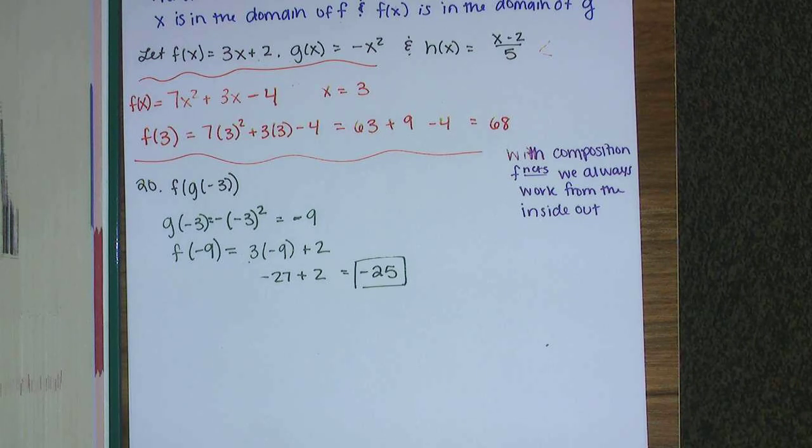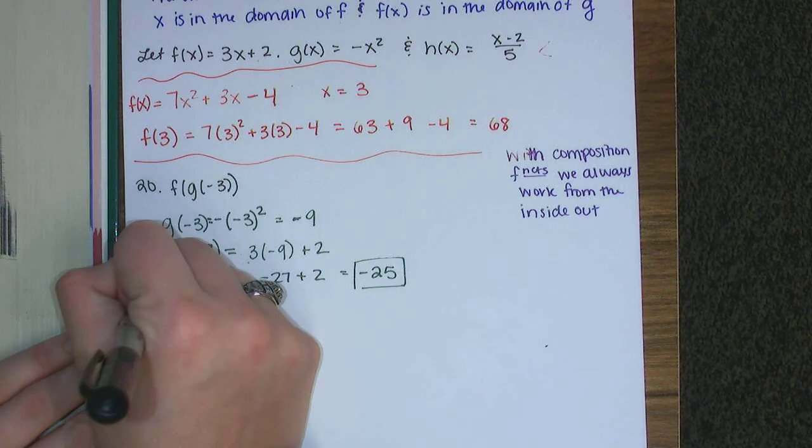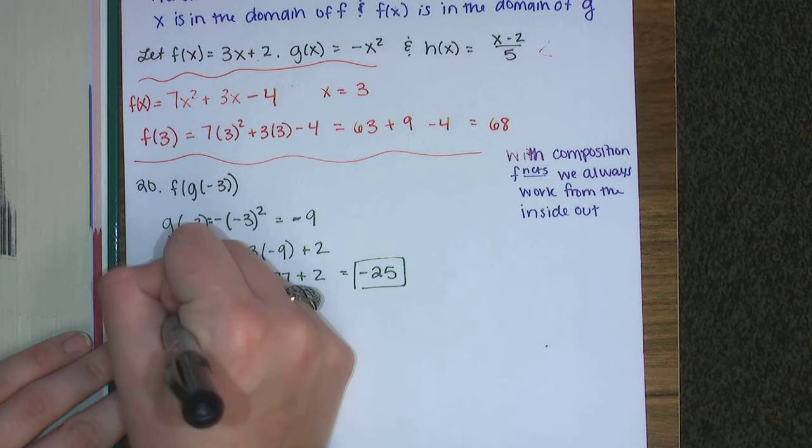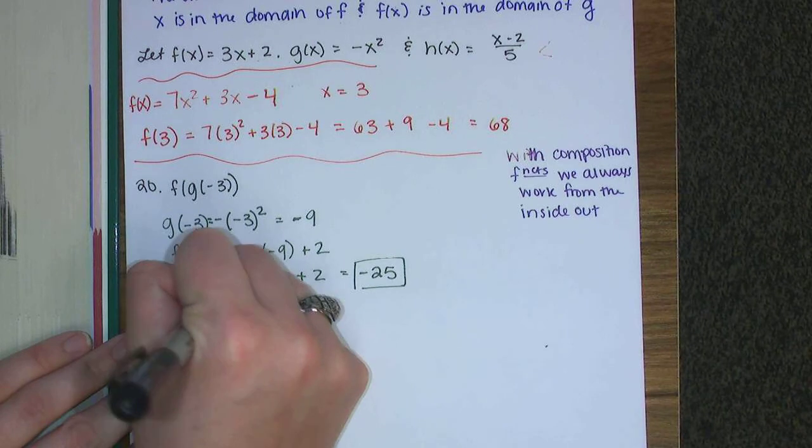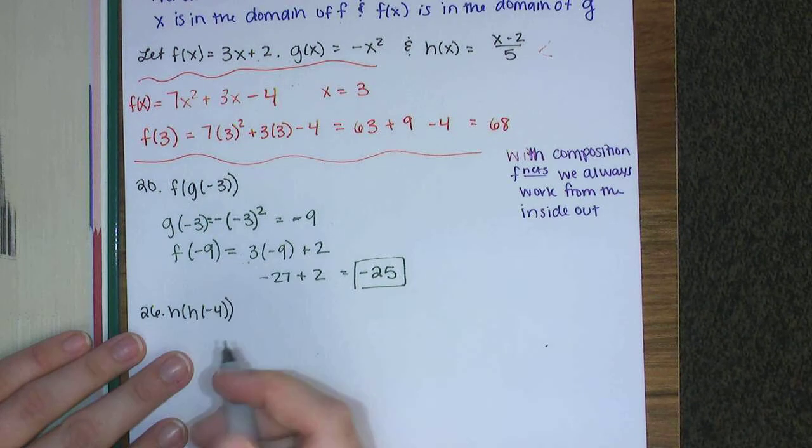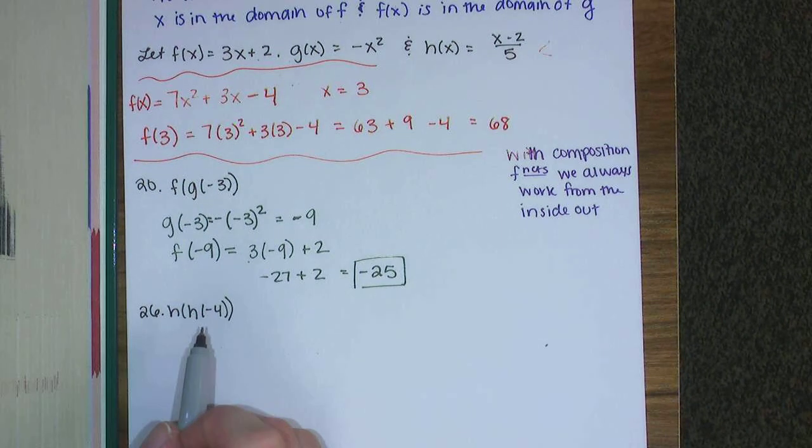26, h of negative 4. The beauty of this one is because we're plugging values in, I'm not going to end up with a fraction on top of a fraction, which is what would happen if it did not have this value here to plug in. So remember, start from the inside, work our way out.